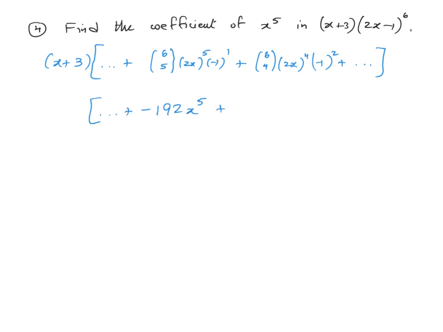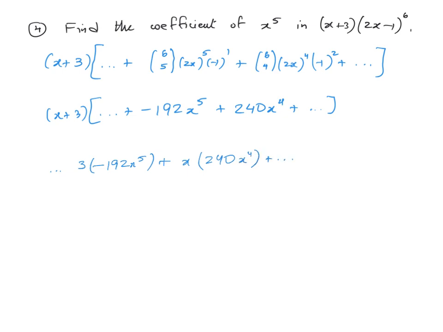Now for the next one, 6 choose 4 is 15, and then 2 to the 4th is 16, and then negative 1 squared is just positive. So 15 times 16 times 1 is 240, and of course that gives me x to the 4th, plus. And of course, don't forget I'm still distributing x plus 3. Now again, to get my x to the 5th, I have to take this x times this, and then this 3 times that. So I want, again, 3 times the negative 192 x to the 5th, plus x times the 240 x to the 4th, plus, of course.